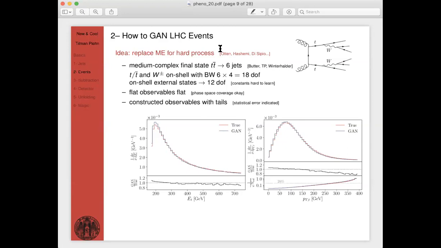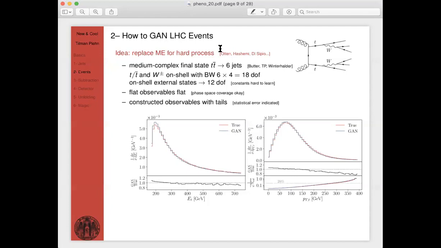The first thing you look at is totally flat phase-space distributions, like the azimuthal angle. And you find, fine, no problem. Our referee insisted on that, and thank you for insisting, and we found no issues. The second thing is observables that have the typical shape of a pT distribution or energy distribution. You have a bulk and you have a tail. So how do these kinds of observables look?